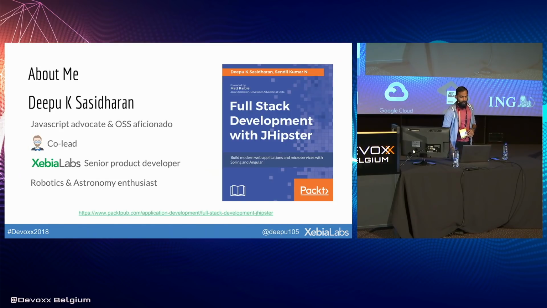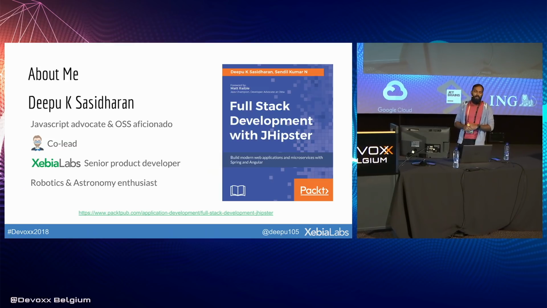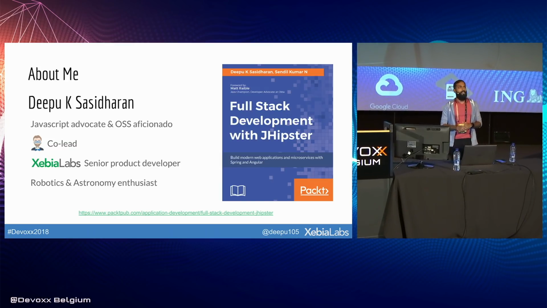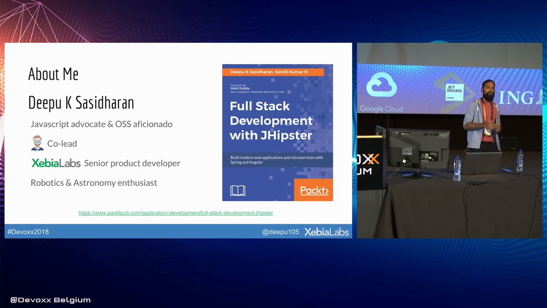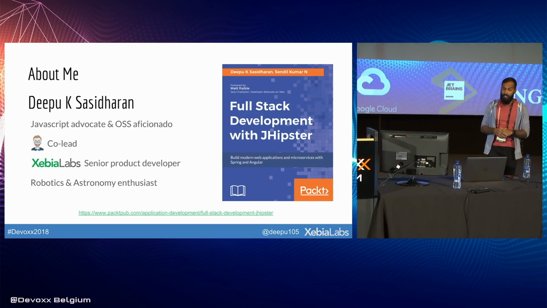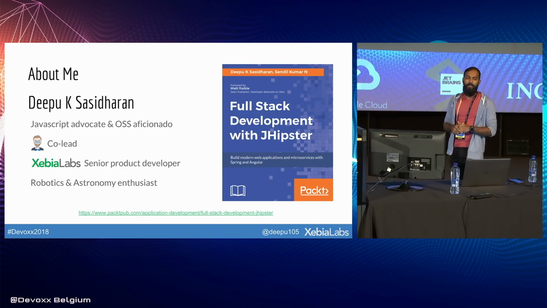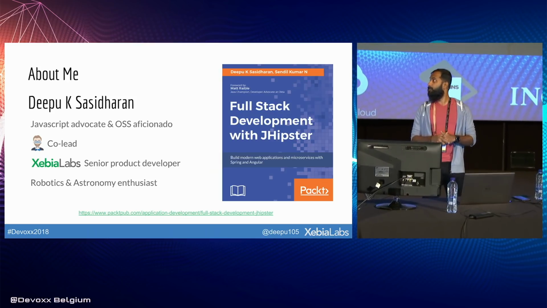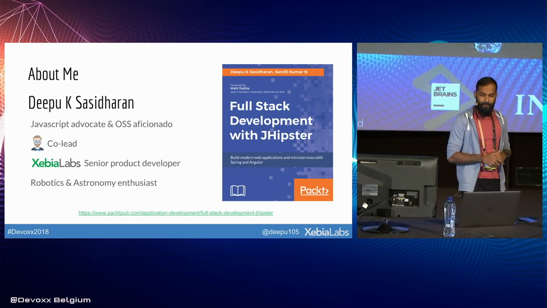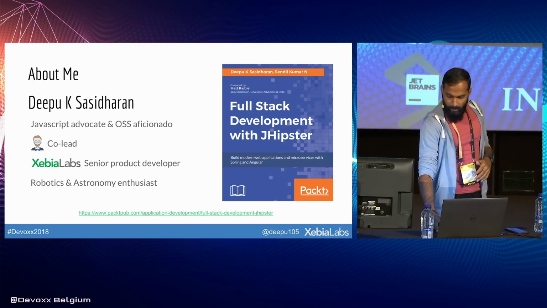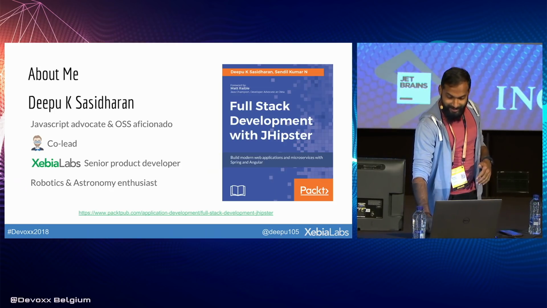So a little bit about me. My name is Deepu K. Sasidharan. I'm the co-lead of JHipster, a very popular rapid application development framework. I work for a company called Zibia Labs, based out of Netherlands. I've written a book, by the way.